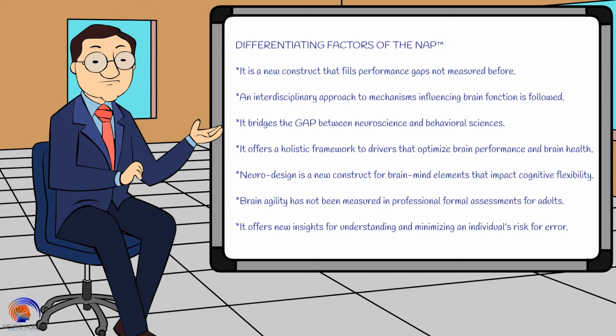Brain agility, as a driver that optimizes brain performance, has not been measured in professional formal assessments for adults in such a comprehensive way before. It also offers new insights for understanding and minimizing an individual's risk for mistakes and errors. It also offers suggestions on how to minimize it.